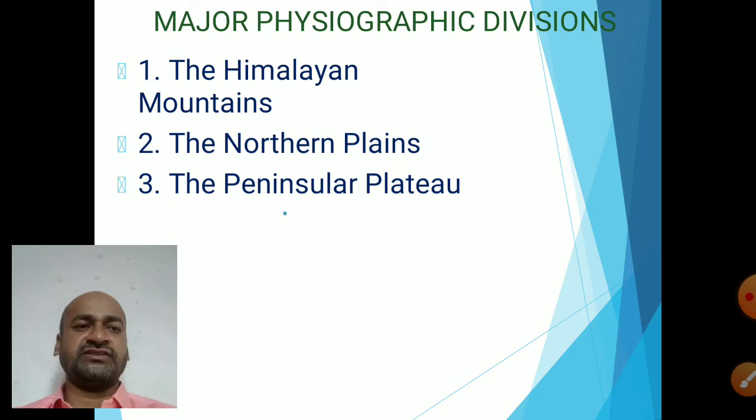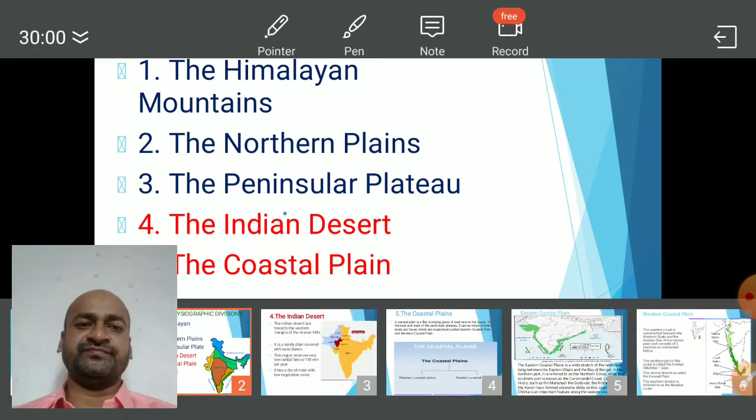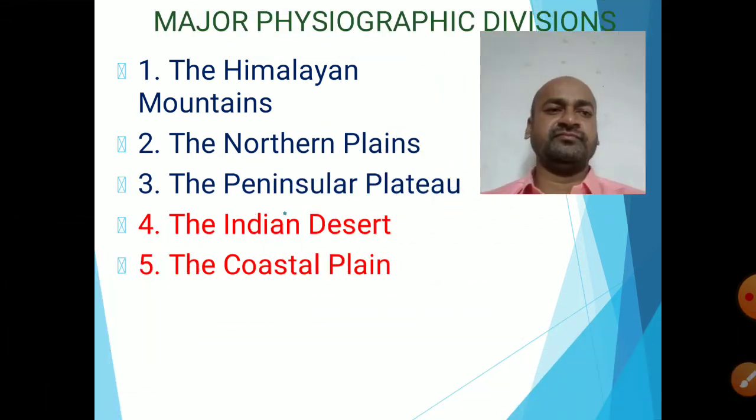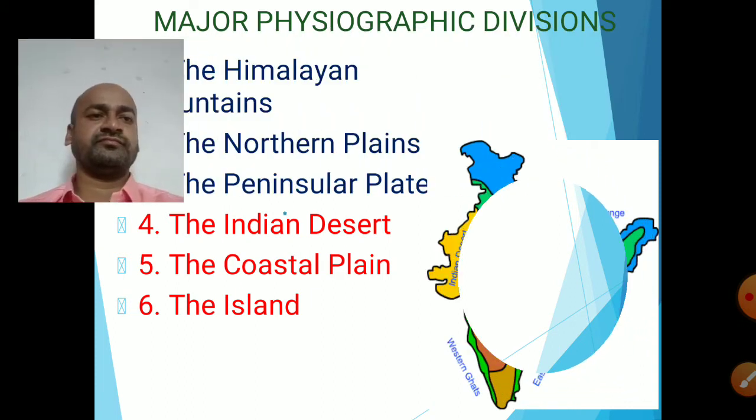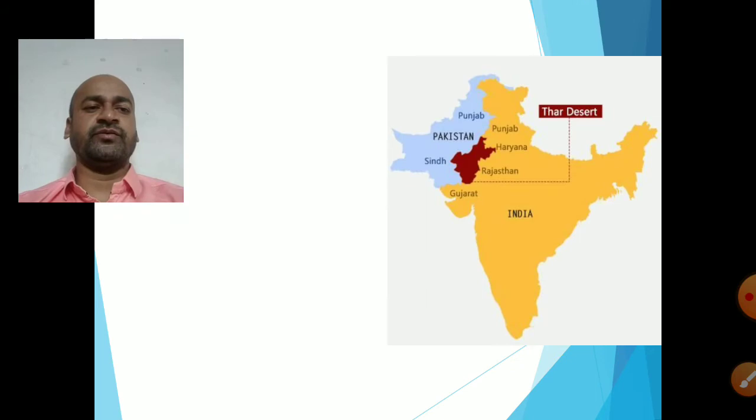Today I am going to start the next major physiographic divisions: the fourth one, the Indian deserts, the fifth one, the coastal plains, and the sixth one, the islands. See, these are the locations: Western Ghats, Eastern Ghats, as well as the Lakshadweep islands and the Andaman and Nicobar islands.